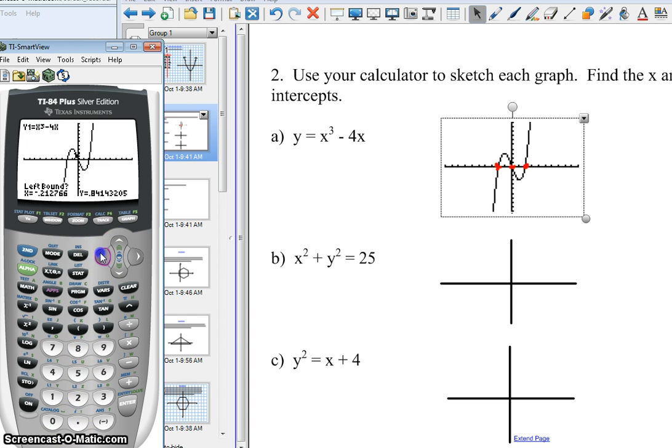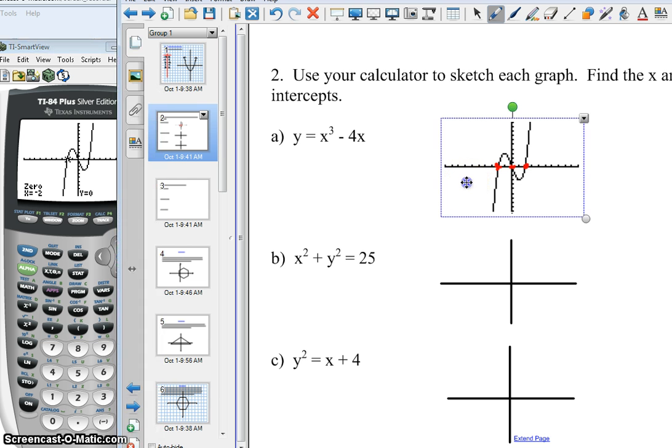Move your cursor to the left of the 0. Press enter, then move it to the right of the 0. Press enter, and then press enter one more time, and the cursor moves to the 0, and so that x-intercept is -2, 0.